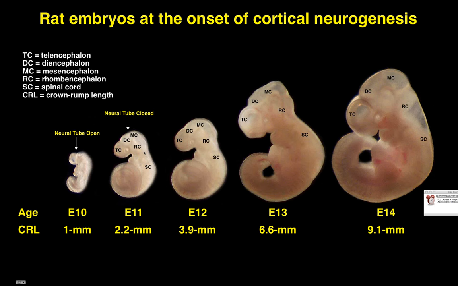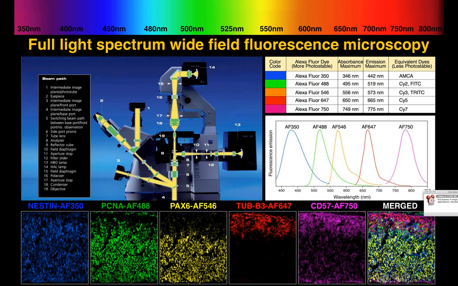To get access to those, we take the whole embryos, and what we do is full light spectrum wide field fluorescent microscopy. We're using a scanning microscope, and we use spectrally compatible fluorochromes ranging from the ultraviolet range of excitation and 440 emissions, such as Alexa Fluor 350, all the way to the near infrared range where we use Alexa Fluor 700, which is the CY7 equivalent.